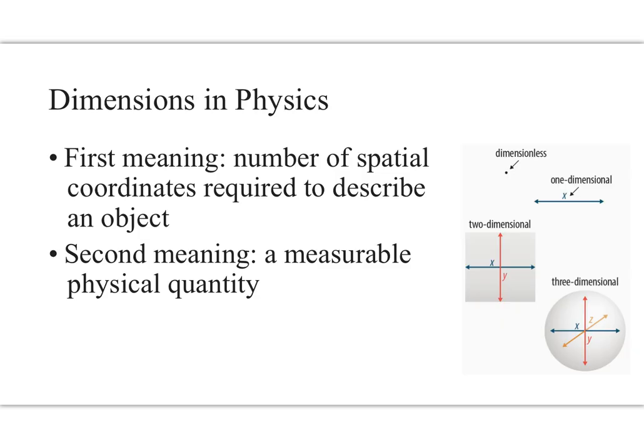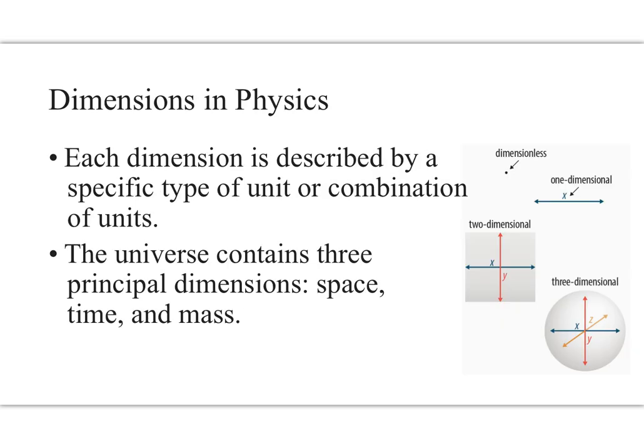The second meaning then is a measurable physical quantity. All right, so then we're going to get to the actual measurable quantities. So each dimension is going to be described by a specific unit, and there are three principal dimensions: space, time, and mass. So the three principal dimensions here are space, time, and mass.